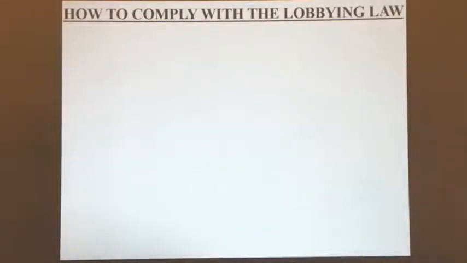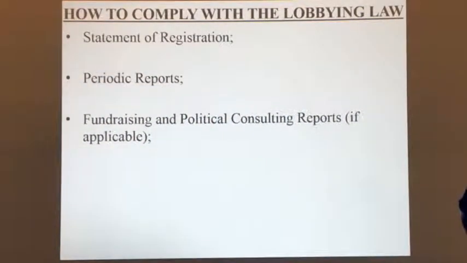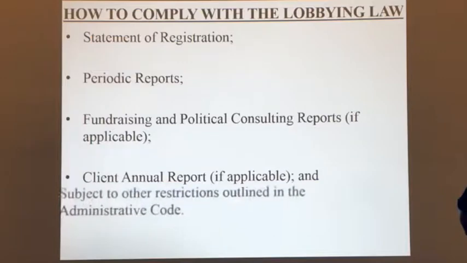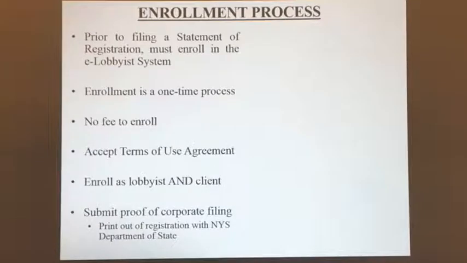Okay. At the end, we will go through a few different filings, and we'll practice them online, but just so that you have the general picture. So how do you comply with the lobbying law? Once you get to that $5,000, you're going to have to file a statement of registration. You're going to have to file periodic reports. You're going to have to file fundraising and political consulting reports to the extent applicable, client annual reports to the extent applicable, and you'll also be subject to the other restrictions which are outlined in the administrative code.